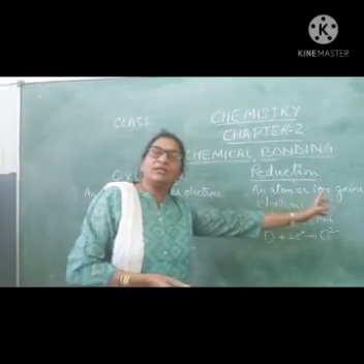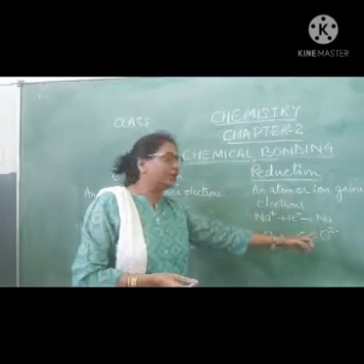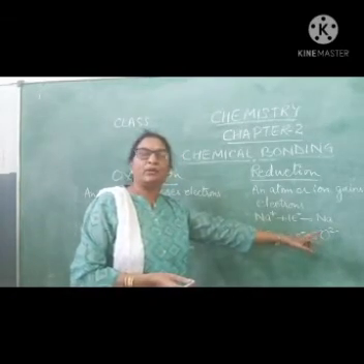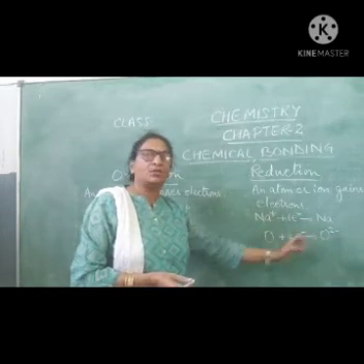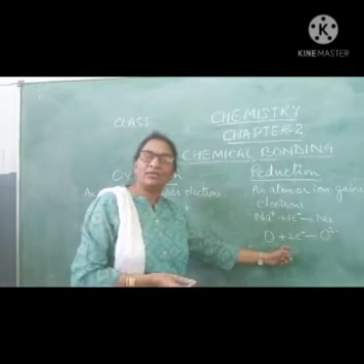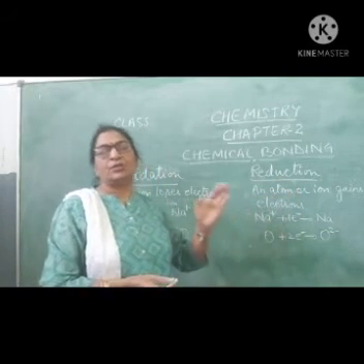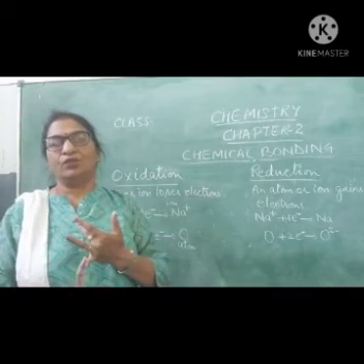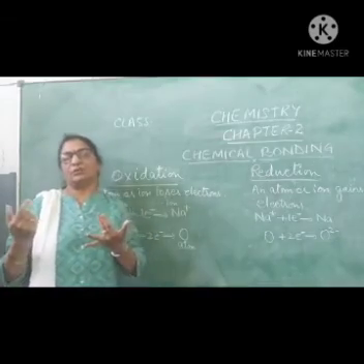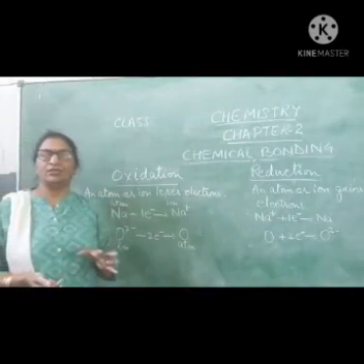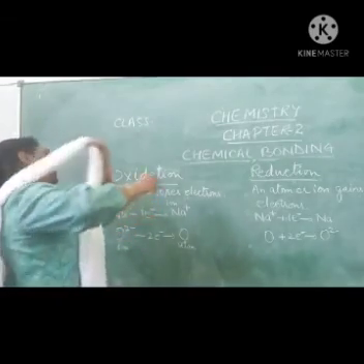The same way, to convert oxygen into an oxygen ion, oxygen will gain 2 electrons and convert into O 2 negative, that is your oxygen ion. So here gain of electron is there, and gain of electron is called reduction. Understood? So what is oxidation? Loss of electron is called oxidation, and gain of electron is called reduction. Understood?